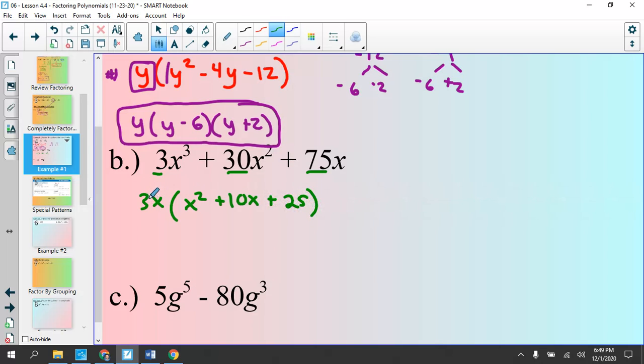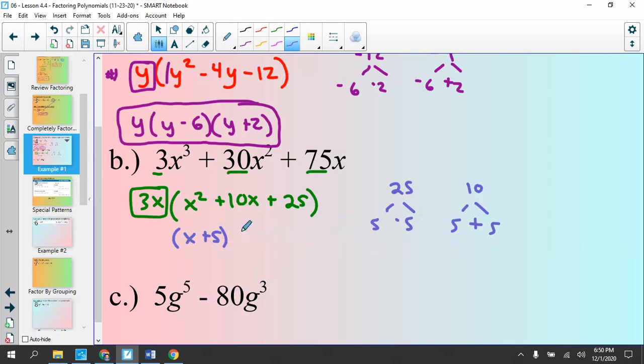You do a quick check. I always say it: 3x to the 3rd, distribute, 30x squared, and then 75x. This is done, 3x just sitting solo. So now I'm focusing on what's left here. Can this get factored? To be honest, I have no idea. Maybe it can, maybe it can't. I'm not saying this is always going to be factorable. How do I know? Can I come up with 2 numbers that multiply to 25 and add up to 10? 25 hopefully jumps out: 5 times 5 is 25, and 5 plus 5 is 10. So this is one of those perfect square trinomials that's going to go x plus 5.